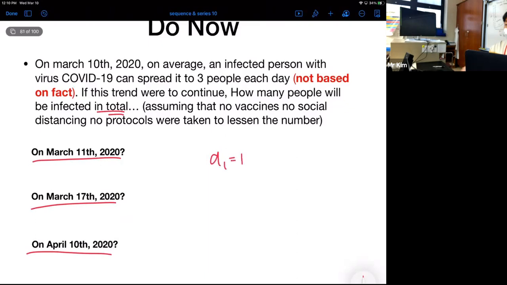A of 1 will be 1 because it's me. Right. Day 1. Okay. And that one person will spread it to 3 people. And that's day 2. The sum should be yes, because I still have the disease. Let's just say this disease will never go away, presumably.